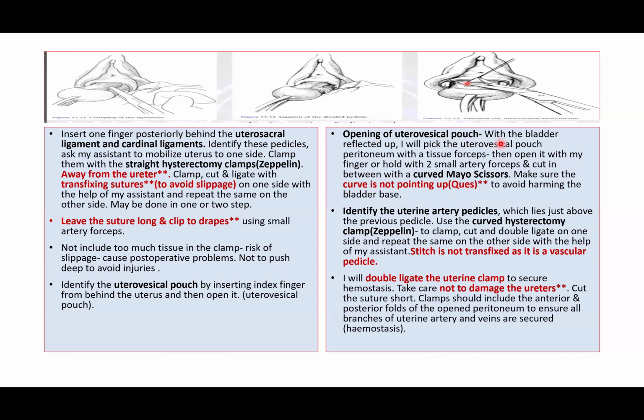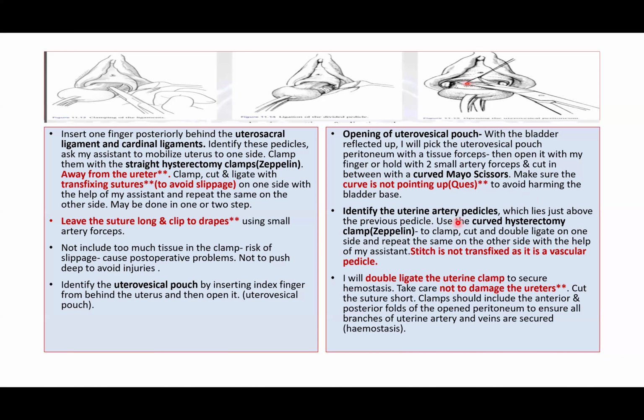So the bladder has to be reflected up, and then I will pick the uterovesical pouch peritoneum with the tissue forceps, open it with my finger or hold with 2 small artery forceps, and cut in between with a curved Mayo scissors. Now, the question asked in the exam was: how are you going to hold this Mayo scissors? I have to make sure that the curve is not pointing up. Otherwise, it will cause damage to the bladder, isn't it? To avoid harming the bladder base.